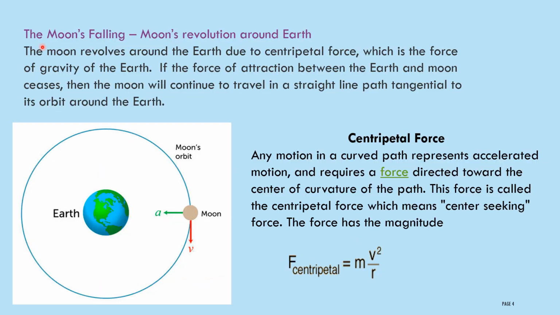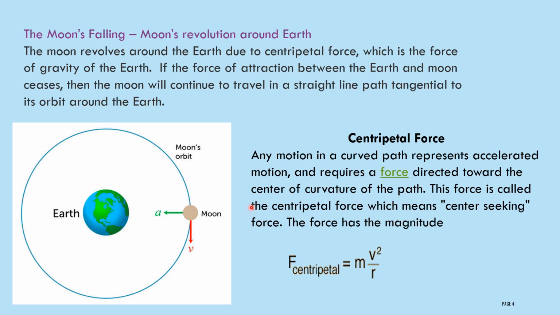The moon's revolution around the earth. The moon revolves around the earth due to centripetal force, which is the force of gravity of the earth. The moon revolves around the earth because of the centripetal force. This force acts on the moon because the earth has gravitational force. You know, the earth attracts every object towards itself because of its gravitational force. Because of this force, the moon revolves around the earth.